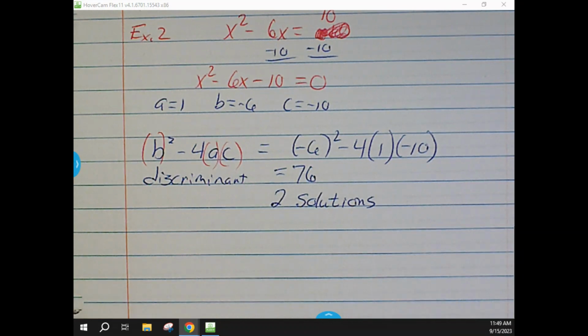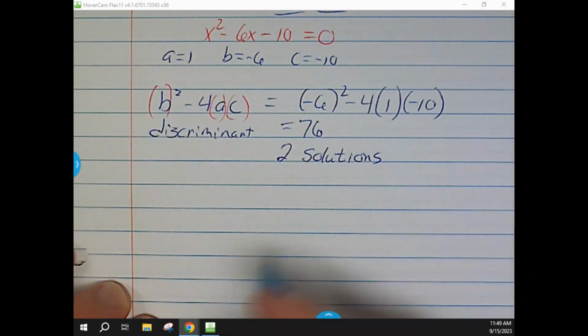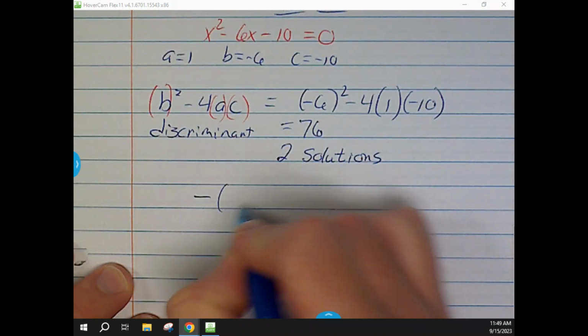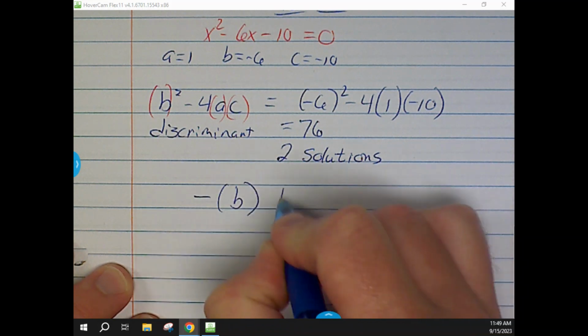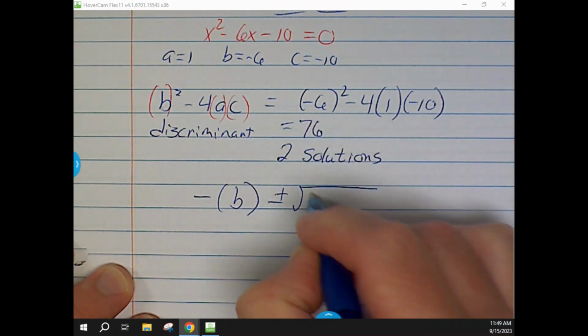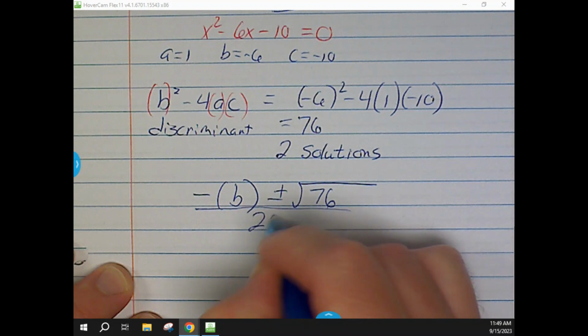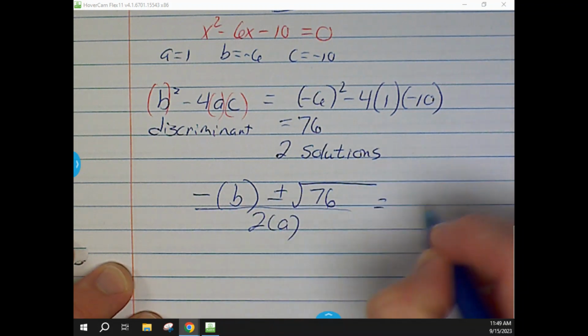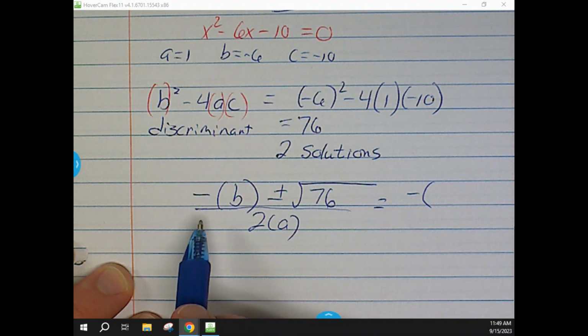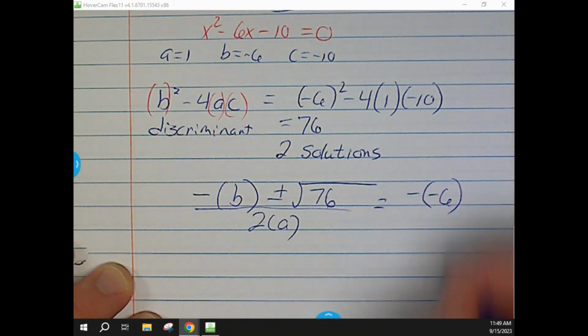Okay, so now we've got that, and again, that is the hardest part. Well, it's kind of a tie, I guess. Getting this number and breaking it down is kind of the hardest part. So from there, we're going to plug all this stuff in. We're going to need the negative of b plus or minus the square root of. Now, again, that's the discriminant, so that goes in here. And that's over 2 times a. So that's the negative of, and again, this is why we use the parentheses, because it's the negative of negative 6. That's over 2 times 1.